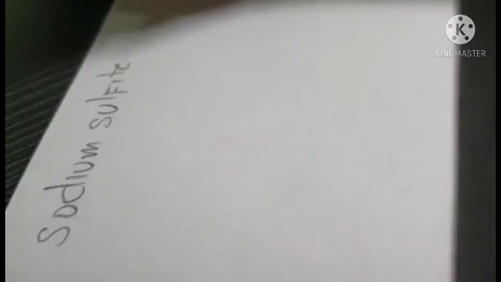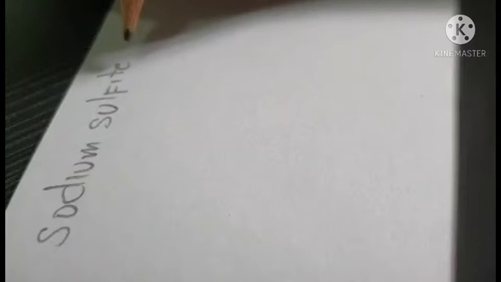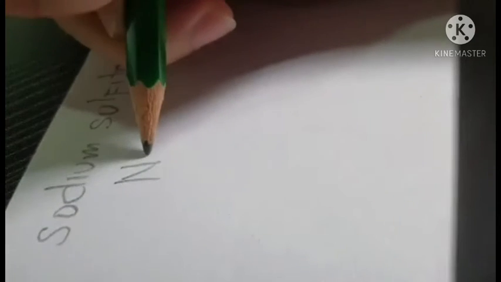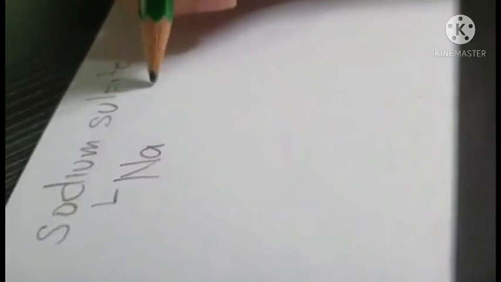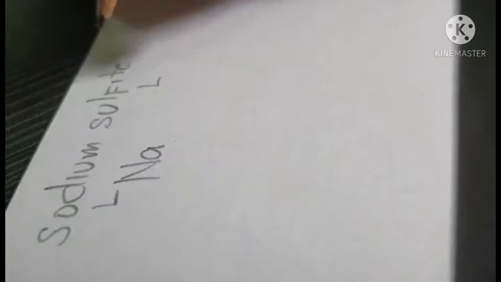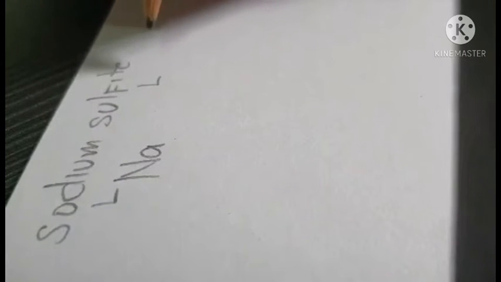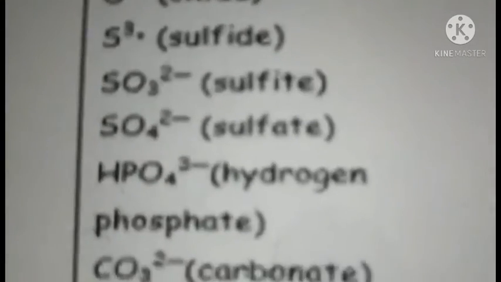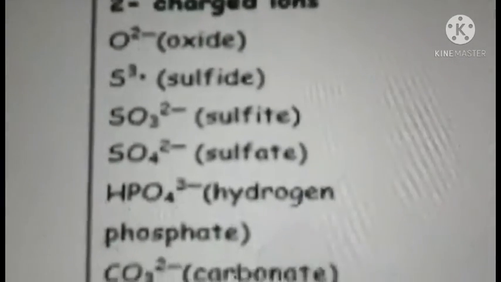Now, if we were given the name and the goal is to write its formula, we have to write first its symbol. Na is for sodium, and sulfite. We will be using the table again, so we will know the formula of the sulfite. So we have to look for the sulfite and write down its formula. So we see that sulfite has the formula of SO3 with a -2 charge.